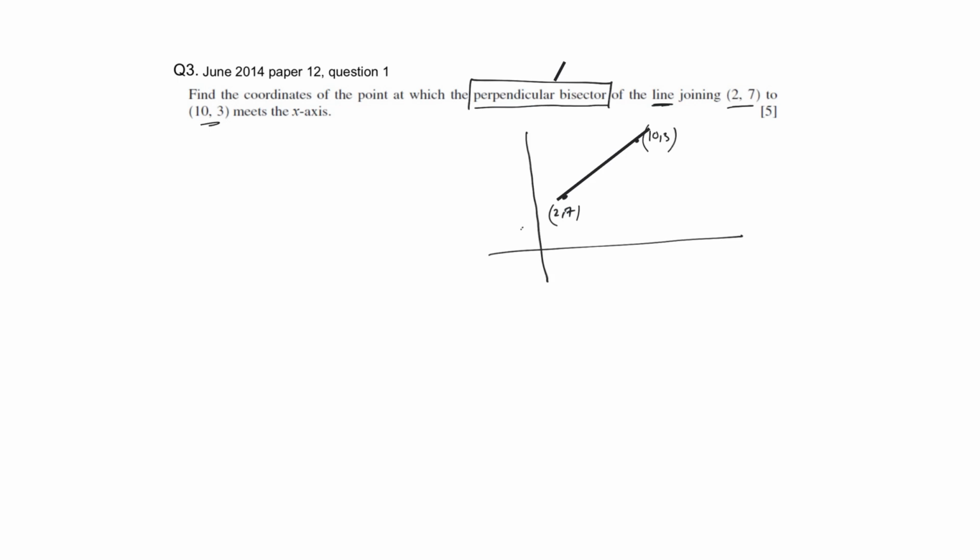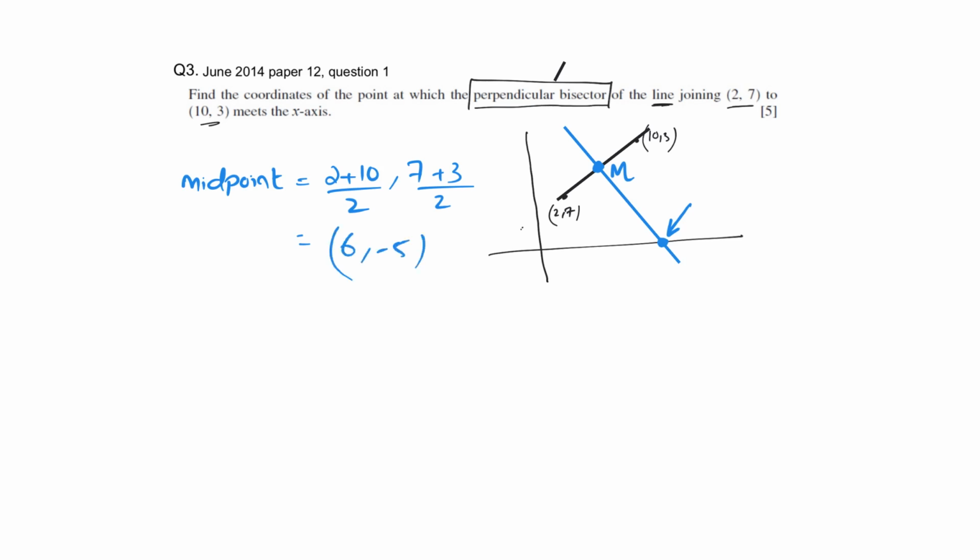Now the perpendicular bisector is a line that will be passing through the midpoint of A and B, these 2 coordinates. So a line that is passing through the midpoint and intersecting the x-axis. That's our midpoint, and it is crossing the x-axis at this point. We have to find this coordinate on the x-axis. So first of all, we need to find the midpoint of these 2 points. So you can take the average values. (6, -5) is the midpoint.